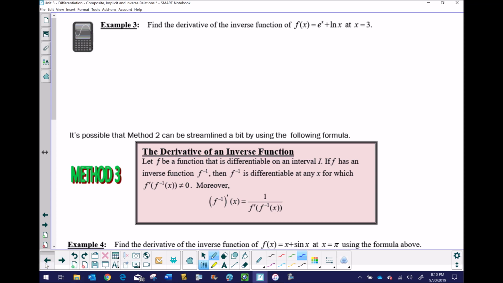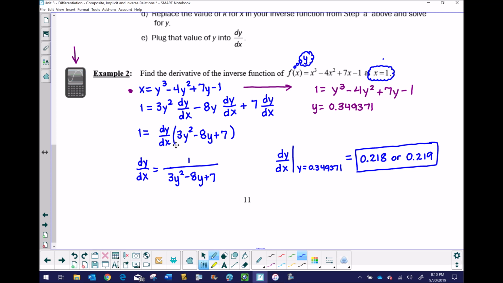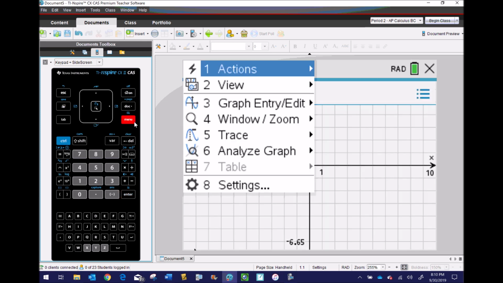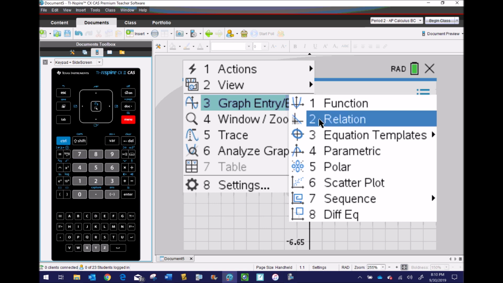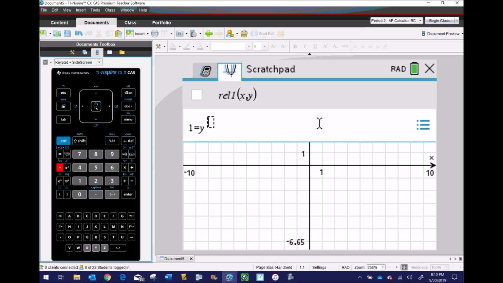Okay? To return just briefly to example 2, if a student wanted to do this a little bit differently, it certainly can be solved by taking a graphical approach. And that graphical approach is kind of interesting in that a student with the CAS calculator or the TI-Nspire on a graph screen would have to go into the graph entry and into the relation menu, because what we are typing in is indeed a relation. That equation that we worked with, 1 equals y cubed minus 4y squared plus 7y minus 1.